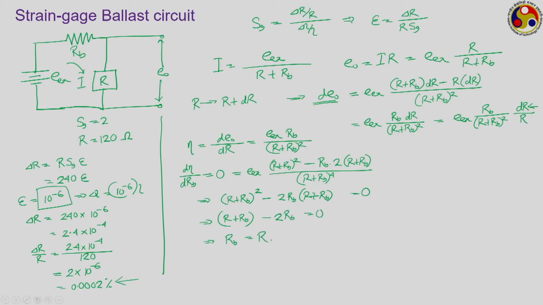RB equal to R. That is, when the value of this ballast resistor is equal to the initial value of the gauge resistance, then the system will have the maximum sensitivity. It can be proved: if we take the second derivative and put R equal to RB, you can check what values you get. That can prove that this particular value corresponds to a maximum in the sensitivity.